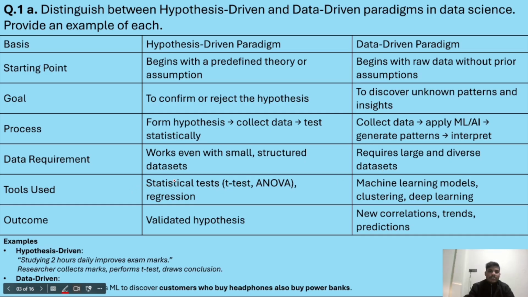Tools used in hypothesis driven paradigms are statistical tests like t-test, ANOVA and regression, and tools used in data driven paradigms are machine learning models, clustering or deep learning. Outcome of hypothesis driven paradigms is a validated hypothesis, and outcome of data driven paradigms is new correlations, trends and predictions. Example of hypothesis driven: studying 2 hours daily improves exam marks. Researchers collect marks performance, and a t-test draws the conclusion. Data driven: an e-commerce platform uses ML to discover that customers who buy headphones also buy power banks.